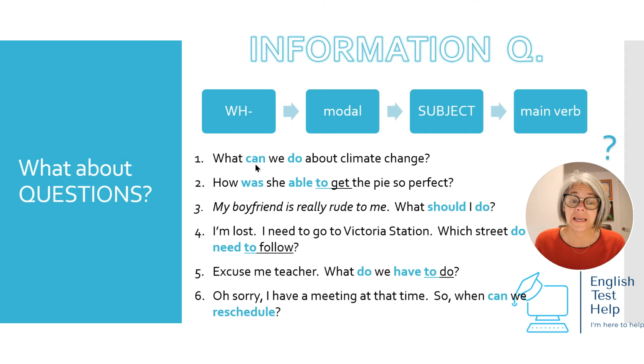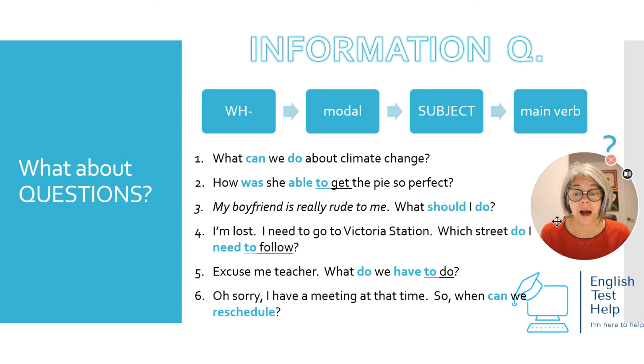So what can we do about climate change? Speak with me. Number 2. How was she able to get the pie so perfect? My boyfriend is really rude to me. What should I do? Number 4. I'm lost. I need to go to Victoria Station. Which street do I need to follow?